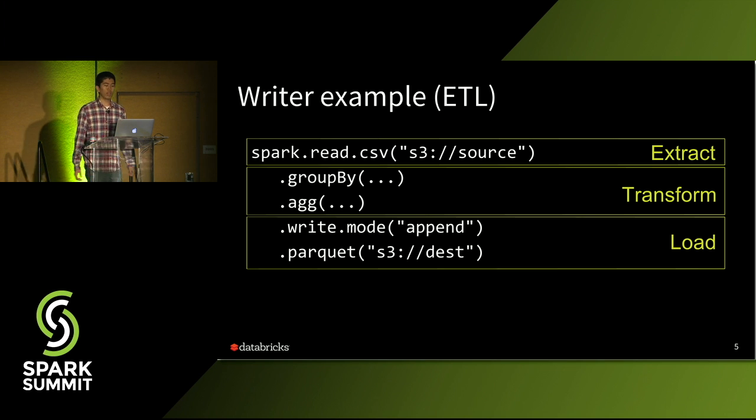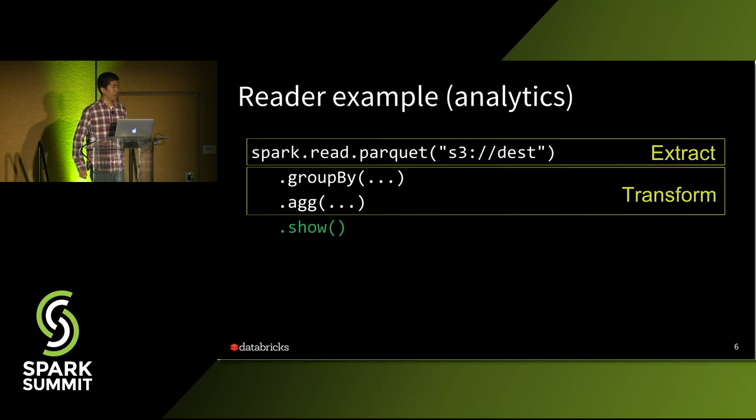Just to make this really concrete, let's look at an example of a writer job. Here we're using spark.read.csv to read some CSV files from some source in S3. We apply some DataFrame aggregations, and then we're telling Spark to append that data to another destination in S3, this time in Parquet format. And on the reader side, let's say I'm doing some analytics on that output data. I just need to tell Spark to read that data. Again, I can apply some further transforms to slice and dice that data. The main difference from the previous job is that instead of writing it to some other destination, I'm just going to call .show to show the results directly to the user.